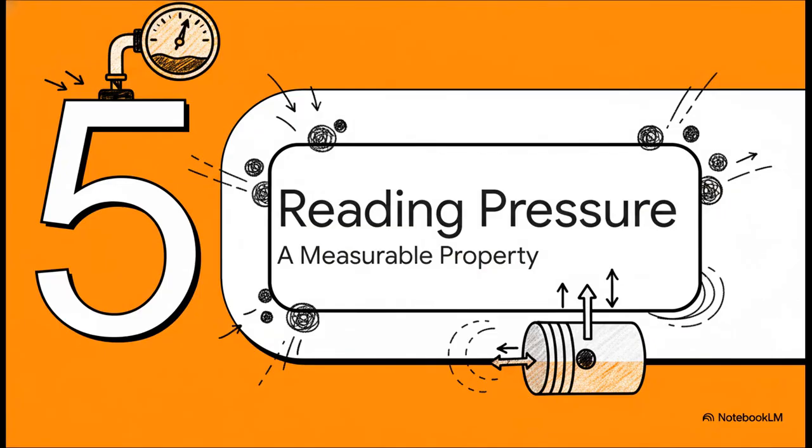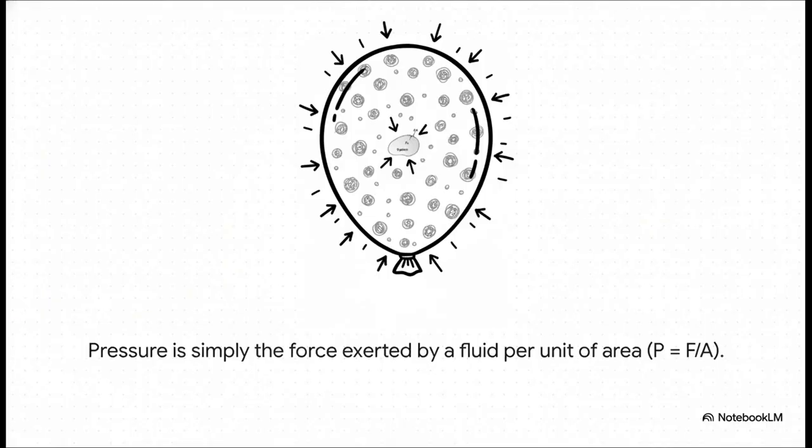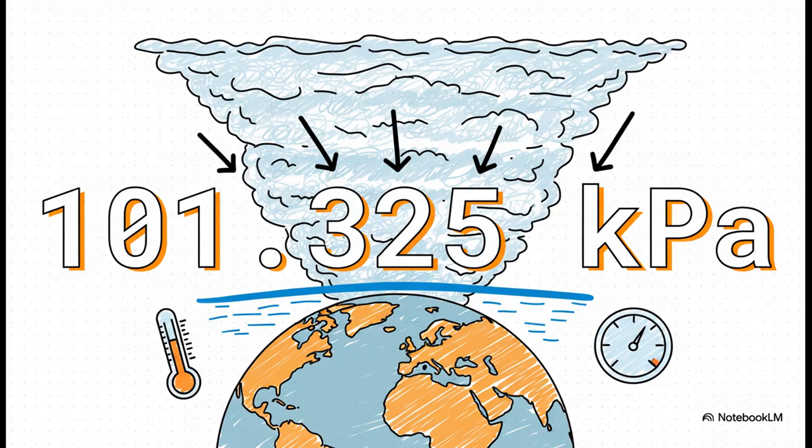Okay, that was a lot of theory. Let's bring this all back down to earth for a minute and talk about one of the most important properties we can actually measure and feel: pressure. So pressure sounds kind of scientific, but the basic idea is actually super simple. It's just a force spread out over an area. Think about the air inside a balloon. You've got trillions of tiny air molecules zipping around, constantly crashing into the inner wall of that balloon. All those tiny little collisions add up to a big push, and that collective push is what we feel as pressure.